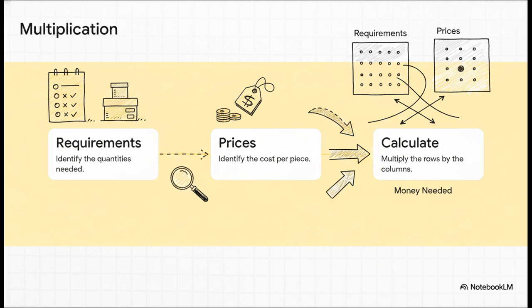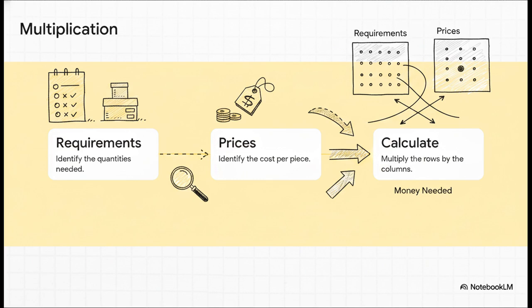Now let's see how this builds into the notoriously tricky concept of matrix multiplication. Actually, scratch that, it's not really tricky once you see the pattern. It's just not as simple as multiplying matching spots. Instead, we always multiply rows by columns. Think of it like this example from our source text. Step 1, you have a matrix of your requirements, so how many of each item you actually need. Step 2, you have a totally separate matrix of the prices per item.